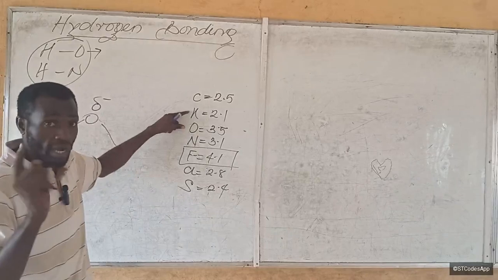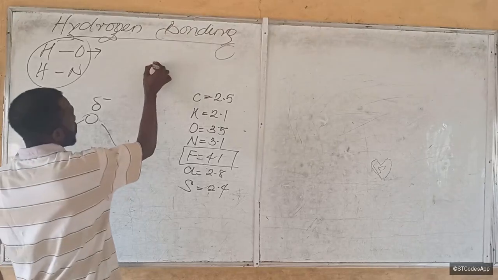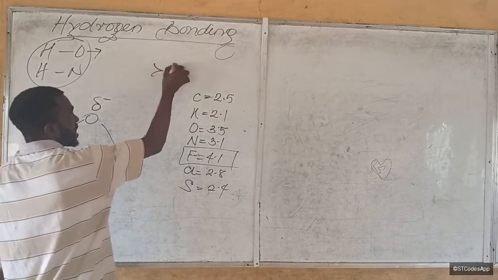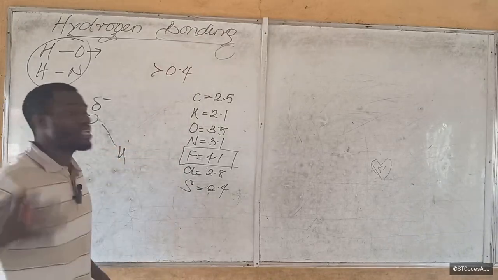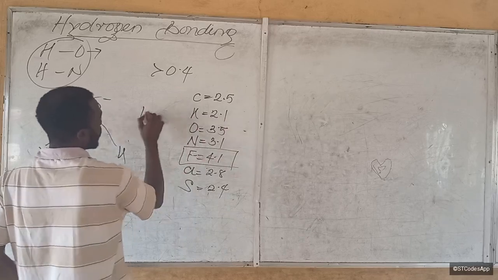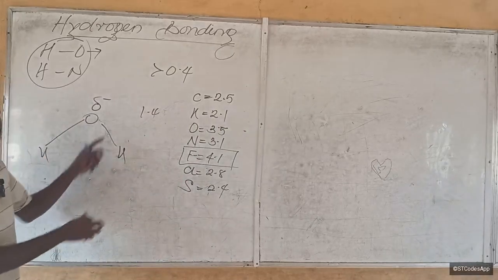Now, this difference is so high because, if you had seen my last video, I said that when the electronegativity value difference is greater than 0.4, then it is already large. And if you compare this and this, if you subtract this from this, you're going to get about 1.4, which is very high. So because of that, there is unequal sharing of the electron cloud.